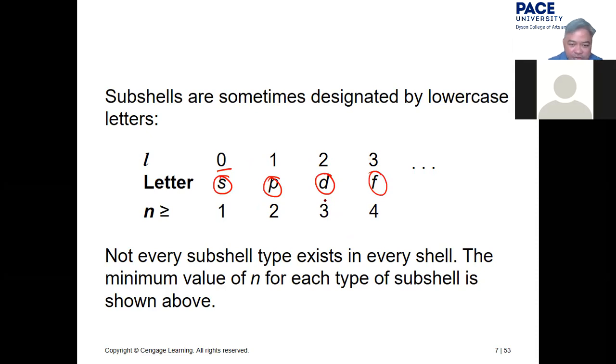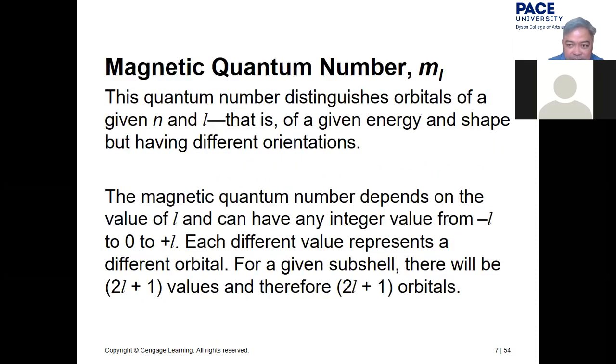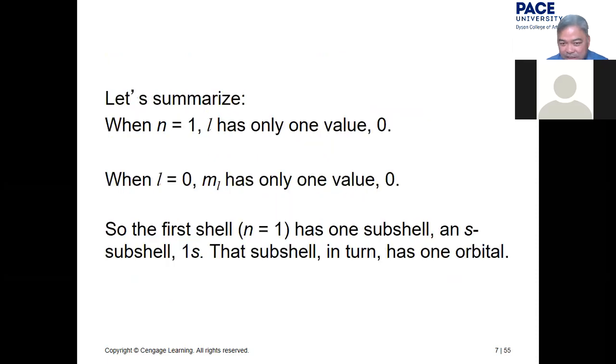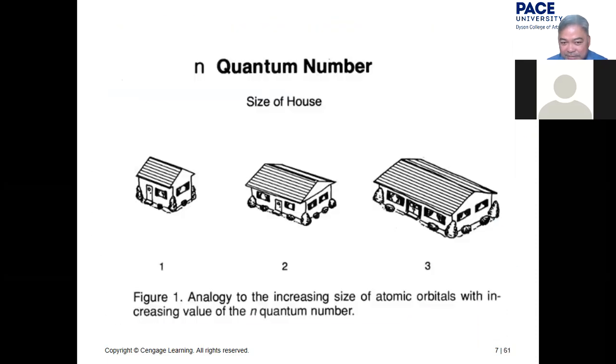The way I teach my students, because you're going to see different shapes as we go on: S is a sphere. P is for peanut. D is for a double peanut. And F is for flower. I don't know if that makes sense, but I can jump in and tell you why I said that.